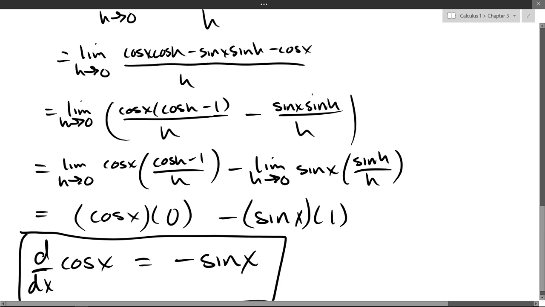Any questions on this right here? So this is negative sine x, because the negative snuck in from the sum formula for cosine, which uses a minus in the middle. So that's why it's negative.